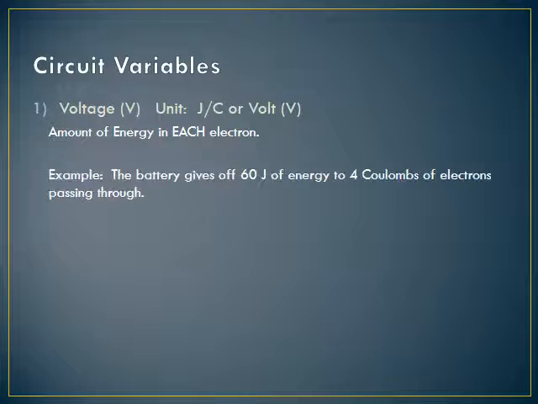So the kind of problem you might expect to see on a test or on a quiz would say just a statement like the battery gives off 60 joules of energy to 4 coulombs of electrons that are passing through. So if you remember that voltage is the amount of energy in each electron, you should be able to use that information to figure out that the voltage is 60 joules divided by 4, or 15 joules per coulomb. So each electron has 15 joules if the total was 60. Another way to write this would be 15 volts. So V is equal to 15 volts.